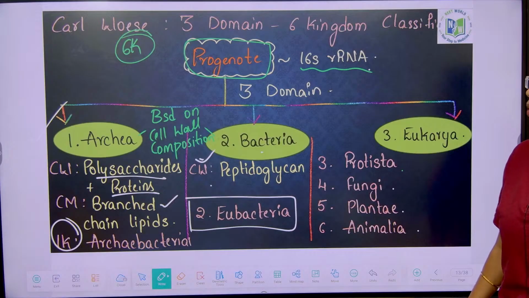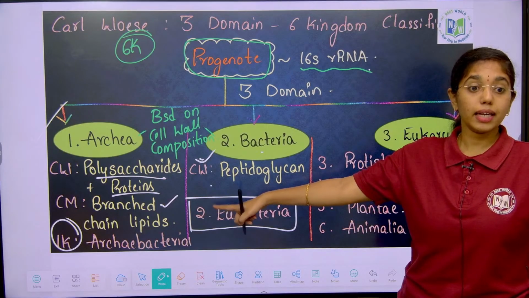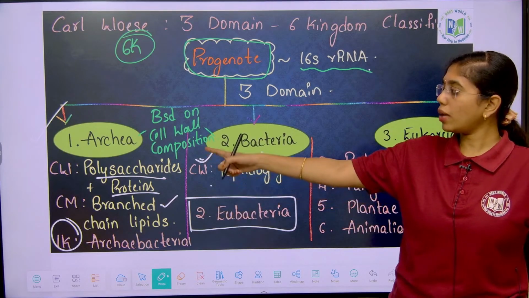Amongst these, which kingdom has branched chain lipids in the cell membrane? Archaebacteria. The kingdom I asked, archaebacteria. For the domain, you have to answer archaea.